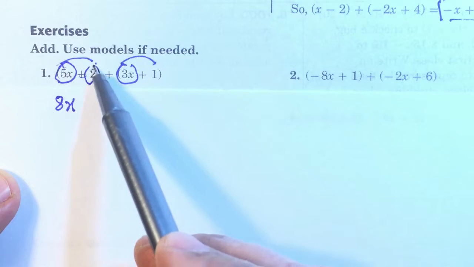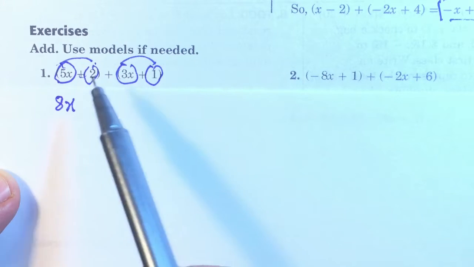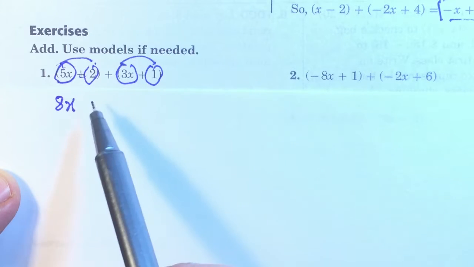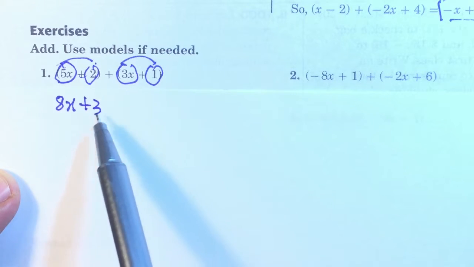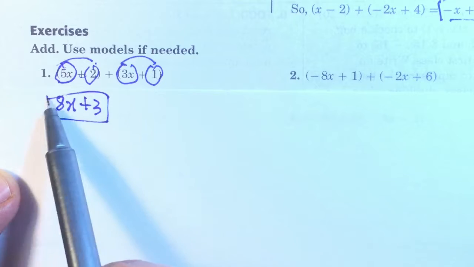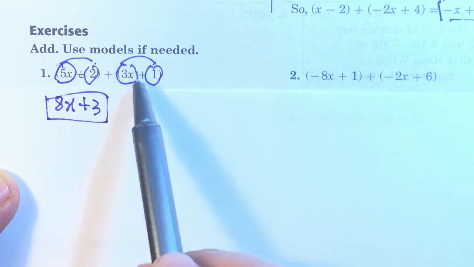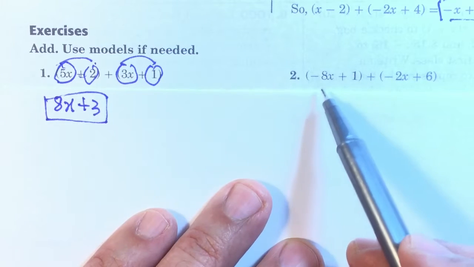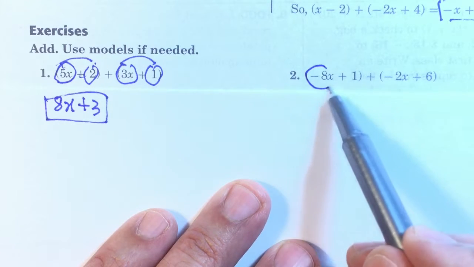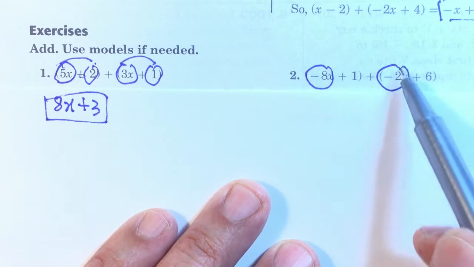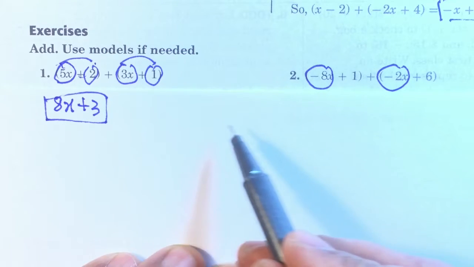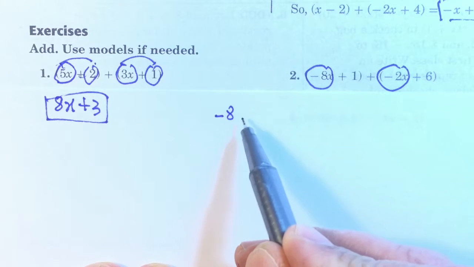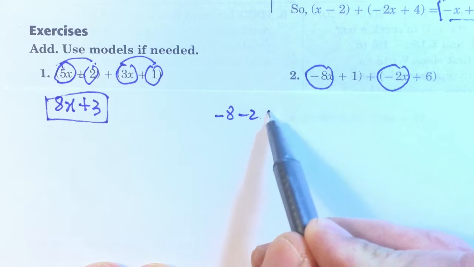Now the numbers: 2 plus 1 is going to give 3 pure numbers, plus 3. So this is going to be the simplified expression for this addition. Let's go to number 2. We have negative 8x and negative 2x. Remember, let's add it here: negative 8x minus 2x.